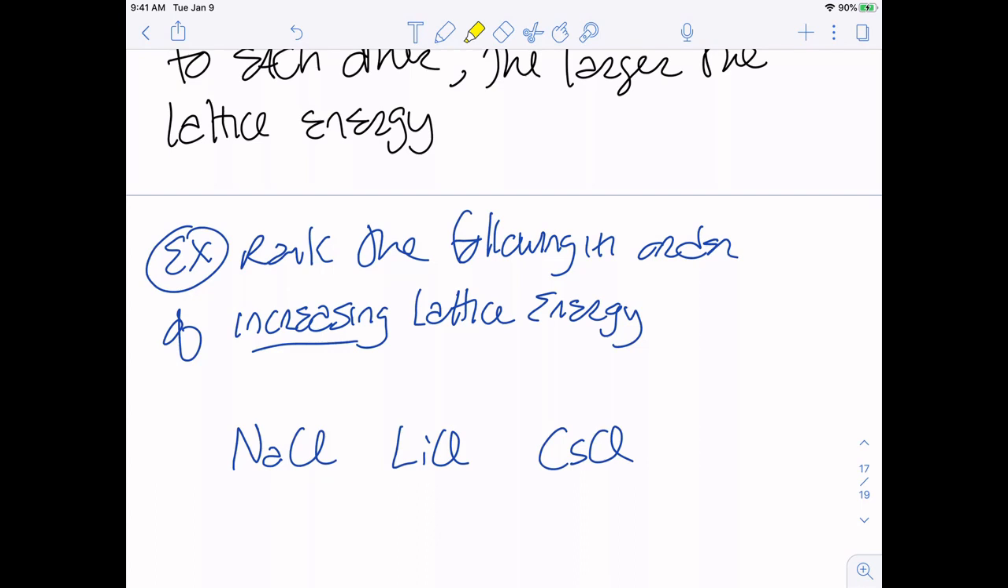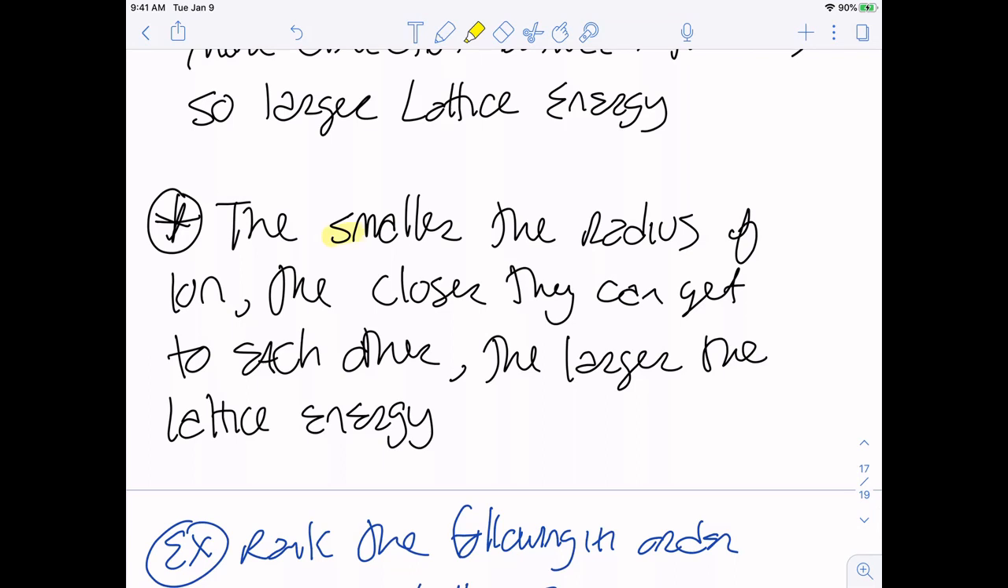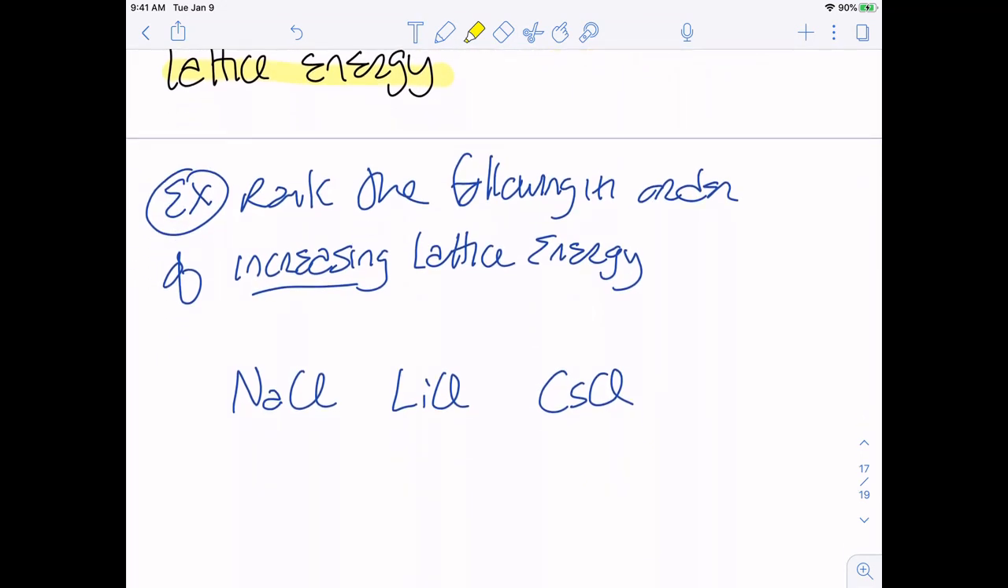And then I'm like, okay, am I going to use the charge trend or the size trend? All three of those have the same charge, right? Sodium with a +1 charge, lithium with a +1 charge, and cesium with a +1 charge. So I can't differentiate these based on charge. I'm going to have to differentiate these based on their size. So we have smaller radius, larger lattice energy. So lattice energy increases inversely to the size of that atom. So if I want to start with the smallest lattice energy, I'm actually going to start with the largest of those ions.